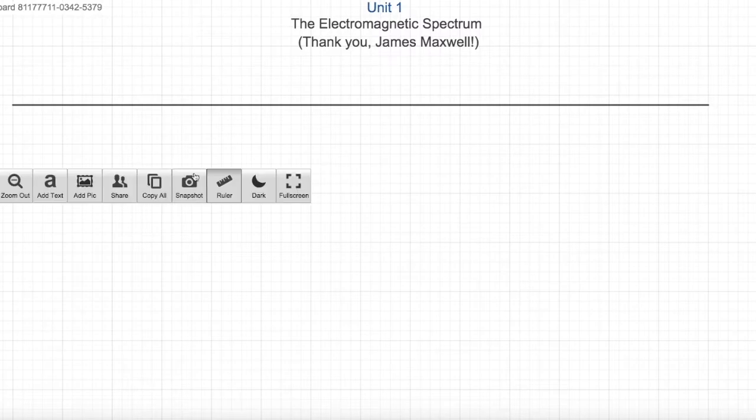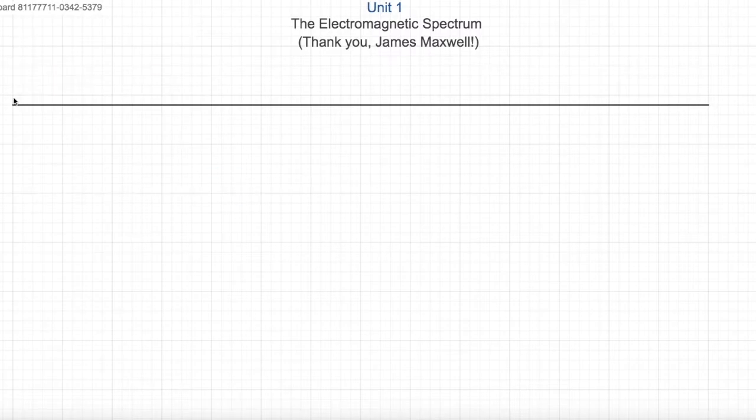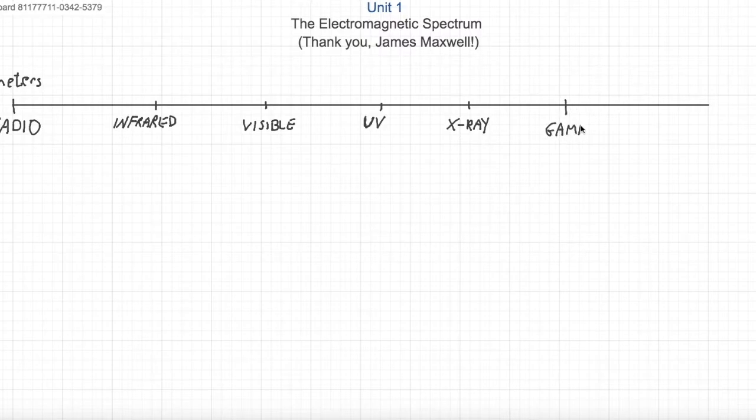So the electromagnetic spectrum starts on the left with radio waves, slightly cut off, but you get the idea. And radio waves are measured in meters. Next, we have the infrared rays. Next is visible light. Then ultraviolet. X-rays. Gamma rays. And cosmic rays.